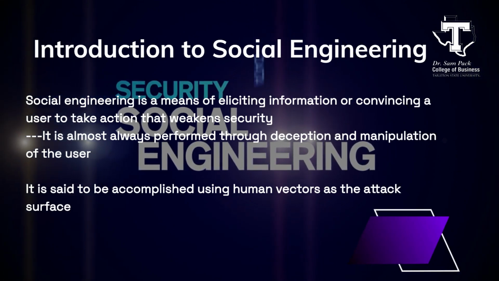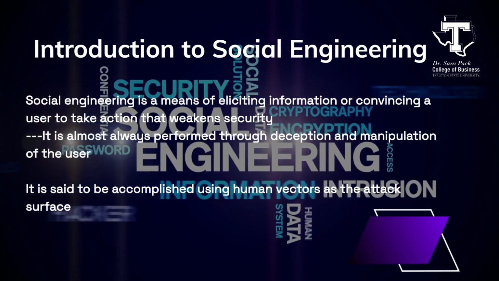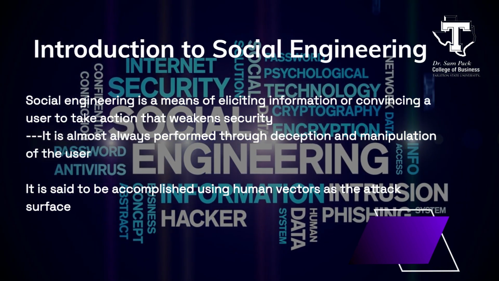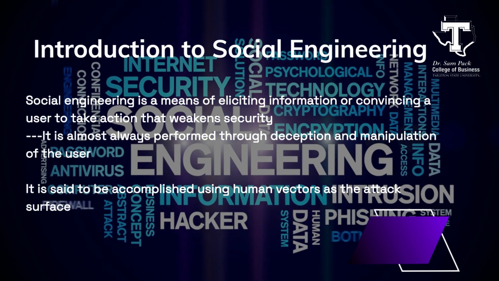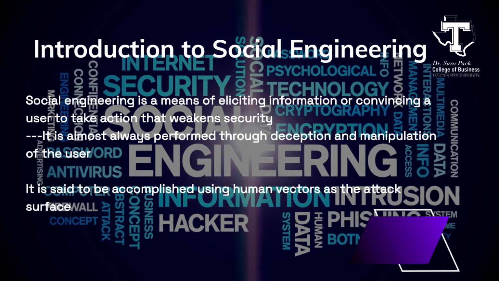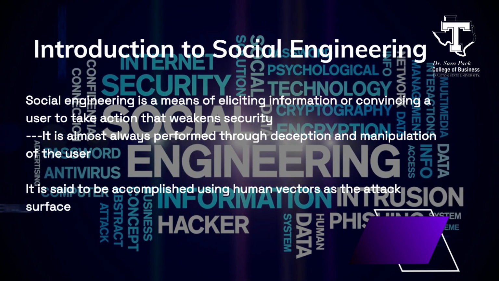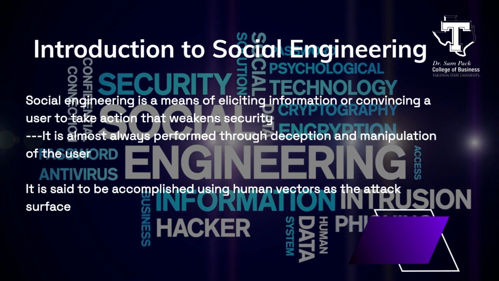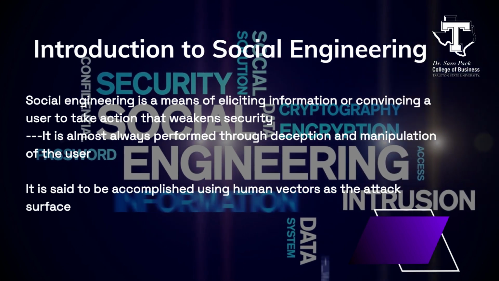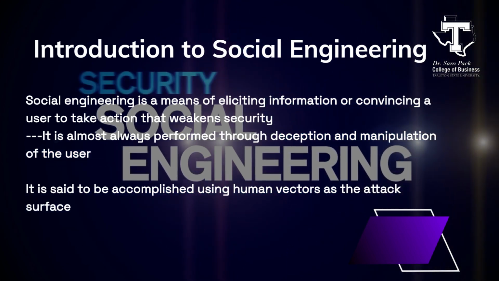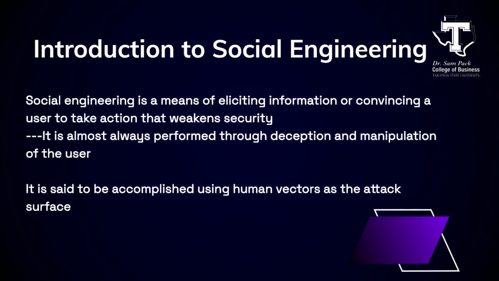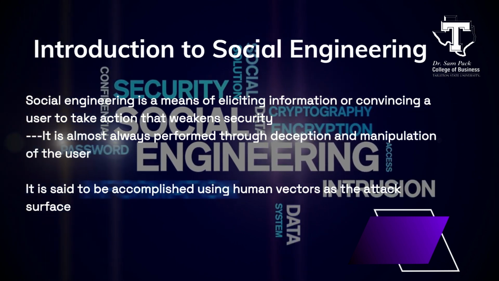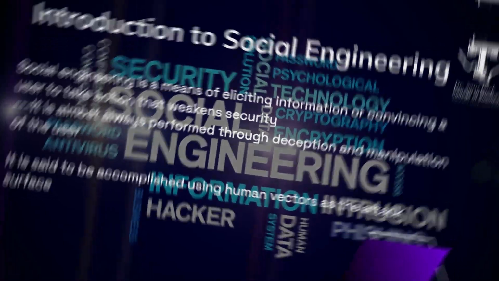Social engineering attacks are sophisticated tactics used to elicit information or convince a user to take actions that compromise security. These attacks are almost always carried out through deception and manipulation, exploiting human psychology rather than technical vulnerabilities. Attackers may pose as trustworthy figures or create plausible scenarios to trick users into divulging confidential information, clicking on malicious links, or performing actions that can lead to security breaches. Social engineering relies heavily on human vectors as the attack surface, targeting the natural tendency of individuals to trust and respond to social cues, making it a powerful and dangerous method of attack.